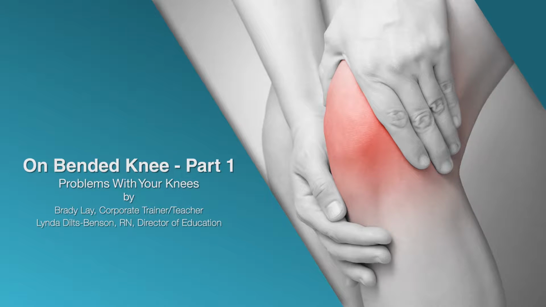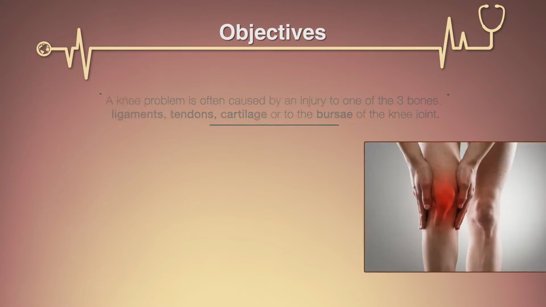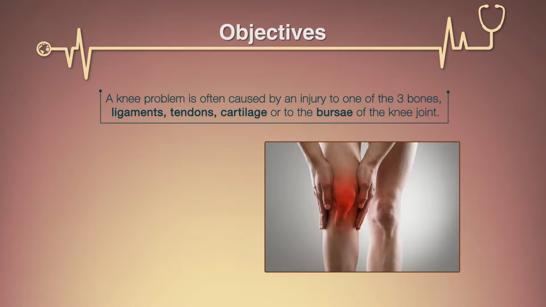This module is part 1 of a 7-part series on knee problems. A knee problem is often caused by an injury to one of the 3 bones, ligaments, tendons, cartilage, or the bursae of the knee joint. However, there are many other causes as well.